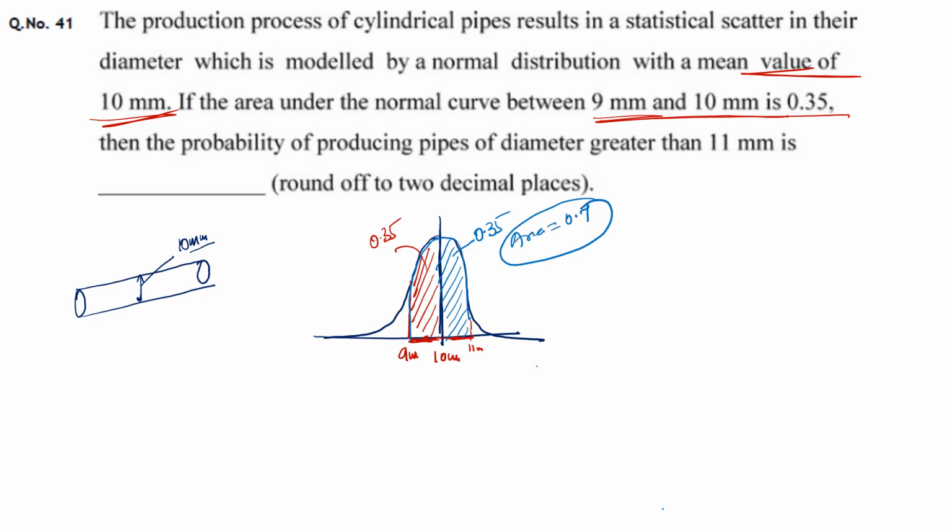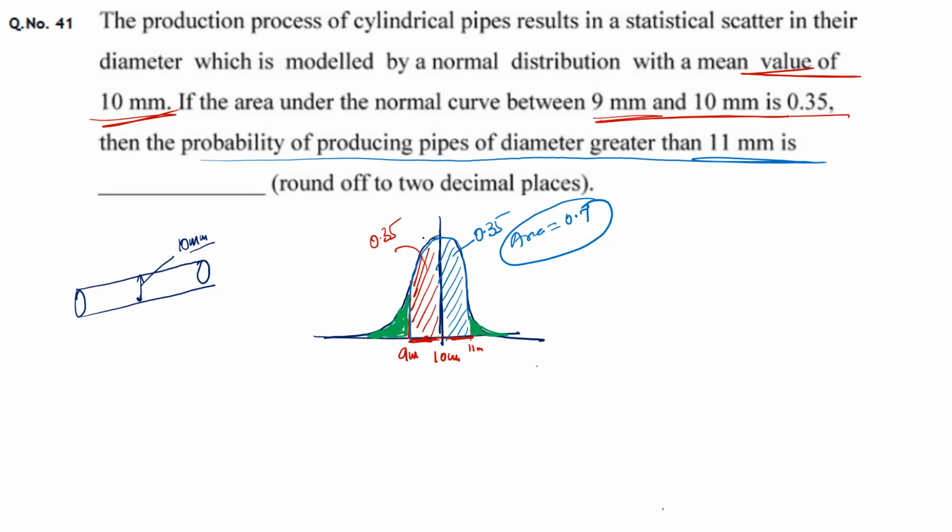And guys, now see what it is asking: the probability of producing pipes of diameter greater than 11 mm. That means the pipes above 11 mm will have this area, this green one I am marking here, right? So this green area on the right-hand side and this green area on the left-hand side will be equal, right? So what will be these two areas? These two areas will be the area which is left. So this total area will be how much?